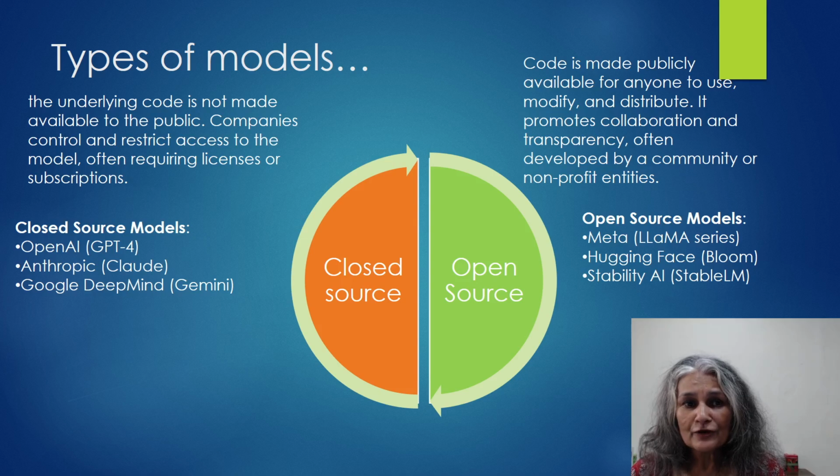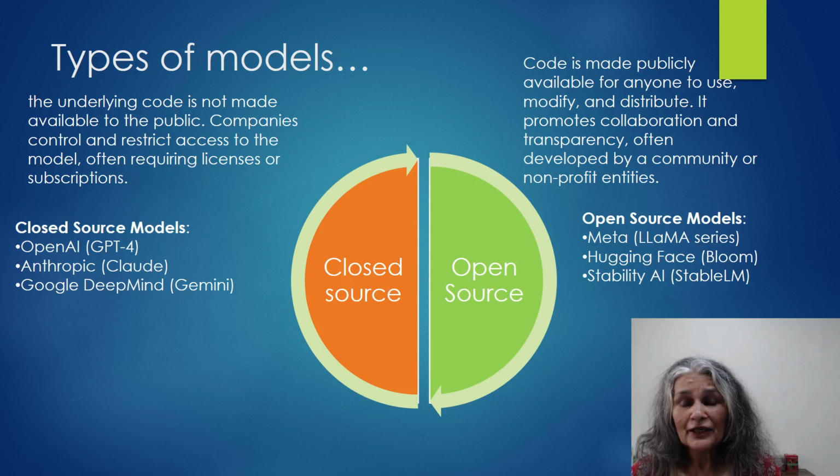Now, in terms of types of models, at a very, very high level, there are two types. One is closed source and the other is open source. Closed source is basically where your underlying code and all the architecture of the model is not made available to the public. Companies control and restrict access to the model, and they often require you to buy licenses or subscriptions. Closed source models include, of course, ChatGPT paid version, Anthropic's Claude paid version, and Gemini paid version.